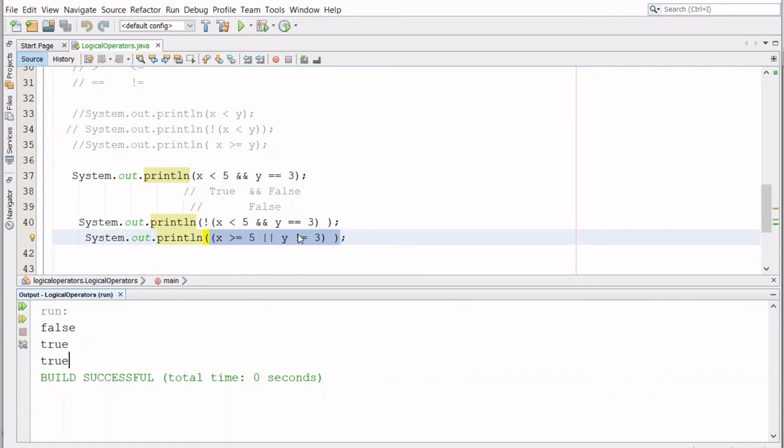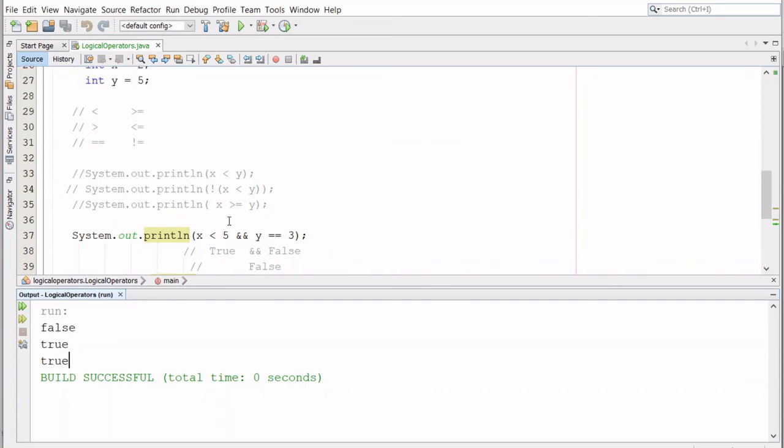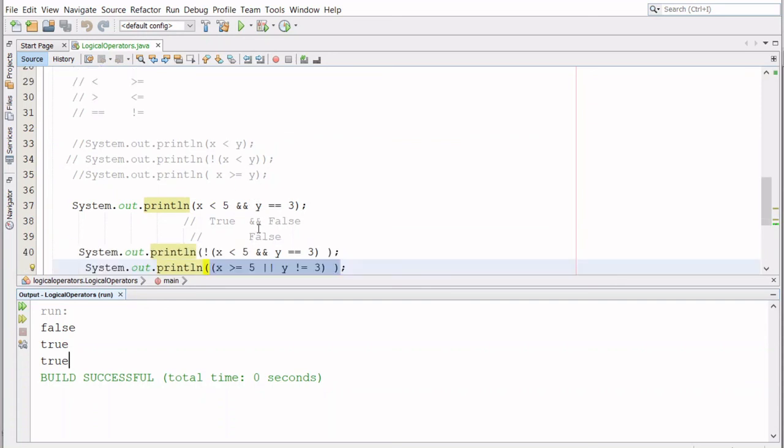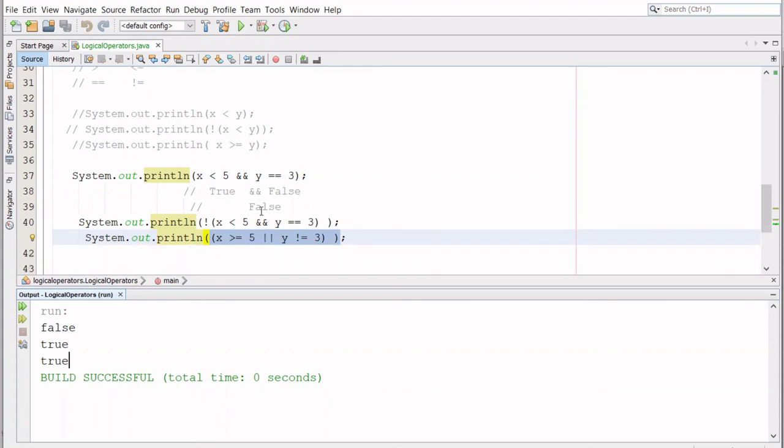Again, let me just sum up: the inverse of a logical operator, if you have an and, becomes an or. And the inverse of a relational operator, if you have a strictly less than, becomes greater than or equal to. If you have an equals, it becomes not equals.